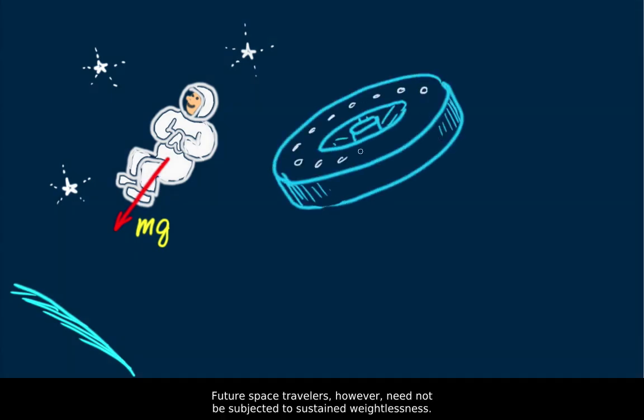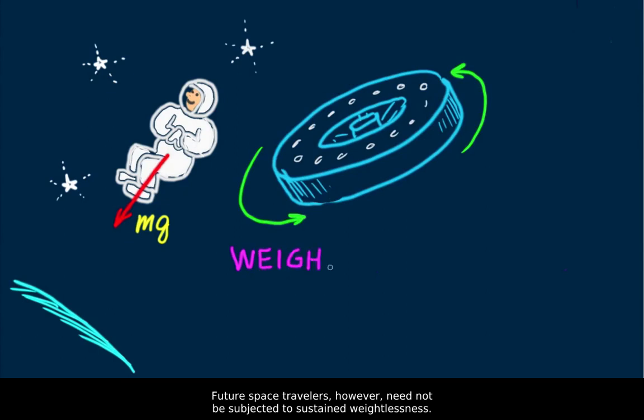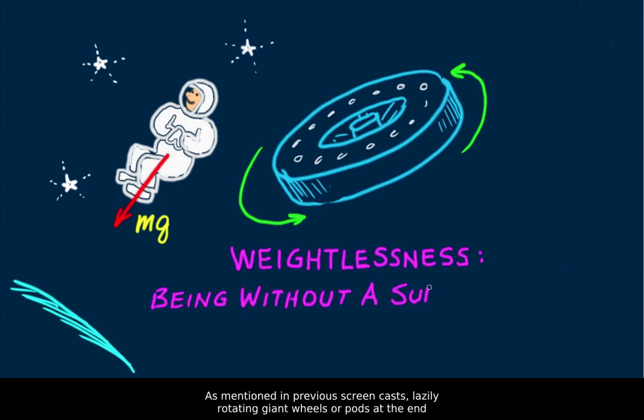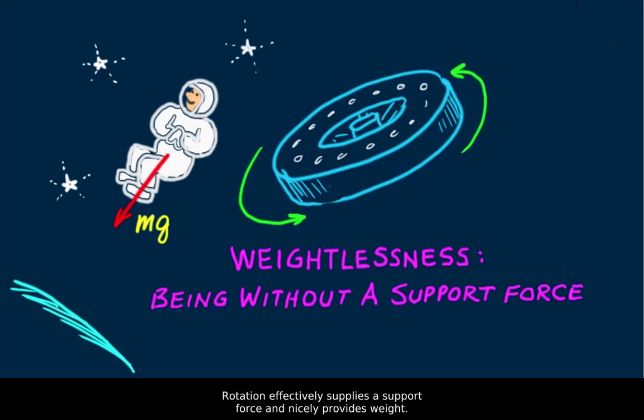Future space travelers, however, need not be subjected to sustained weightlessness. As mentioned in previous screencasts, lazily rotating giant wheels or pods at the end of a tether will likely take the place of today's non-rotating space habitats. Rotation effectively supplies a support force and nicely provides weight.